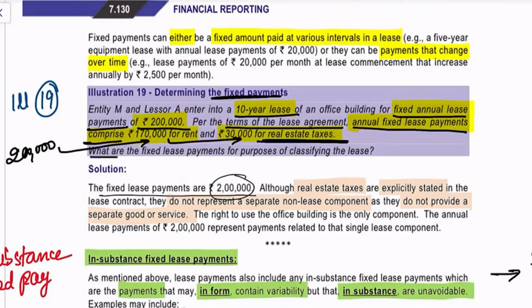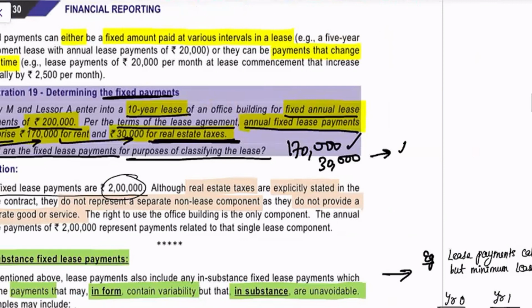So here they are asking you, what is the fixed lease payment for the purpose of classifying the lease? So how much should you take as fixed lease payment from that 2 lakh? 1,70,000, sure shot you are going to take as a fixed lease payment because it is directly related to the lease and you are paying it annually. Okay. What about the 30,000? The 30,000 is what? It is your real estate taxes. So this is neither a lease directly, nor is it a good and service. So neither is this a lease component nor a non-lease component. So here what we have read in the earlier part of the video, that this 30,000, what we are going to do, we will consider.